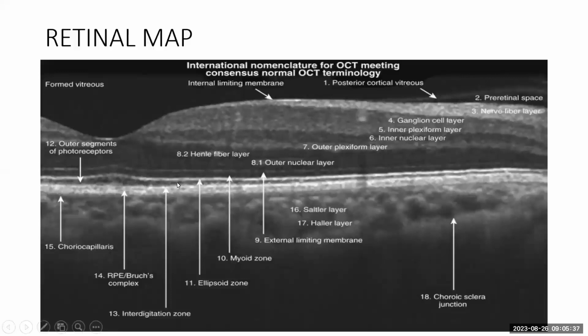Now you have the outer segment of the photoreceptors, which is this hyporeflective band that I'm pointing out now. The next area is the hyperreflective band, which is the interdigitation zone. After that, you have the RPE and Bruch's complex. That's the overview of the neurosensory retina and the RPE.